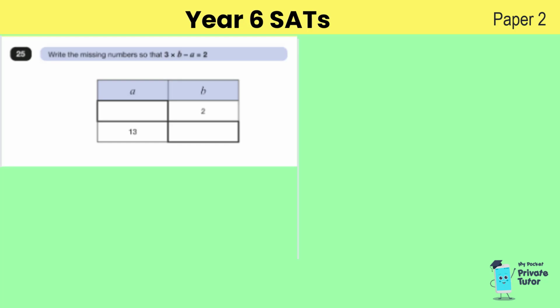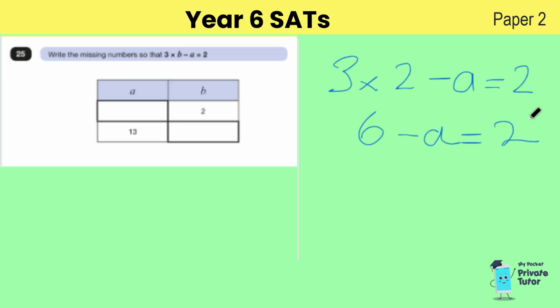Question 25. Write the missing numbers so that 3 times b subtract a equals 2. So here is an algebraic question, and what we're going to do is substitute. For our first line, I'm going to write out the equation substituting the b, because I know what b is. So 3 times 2 take away a equals 2. So 3 times 2 is 6. So 6 take away a equals 2.